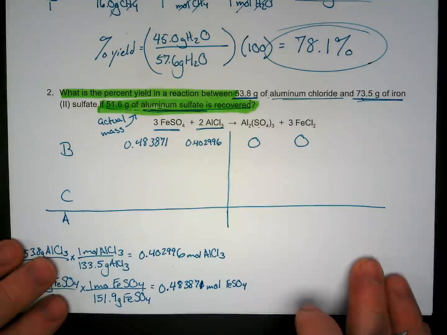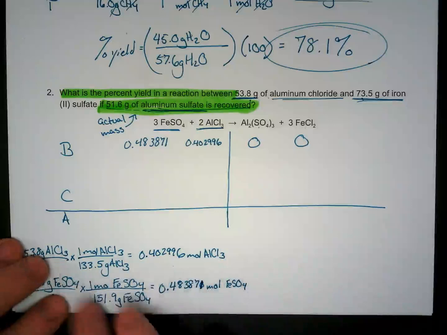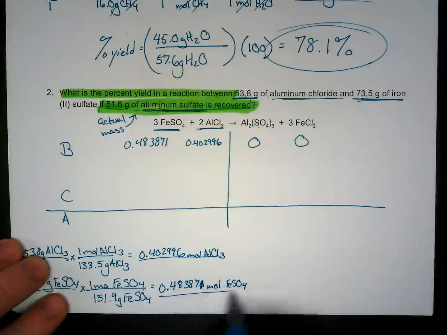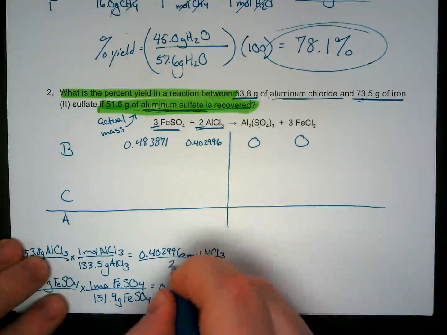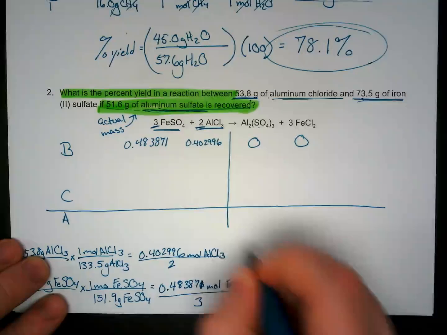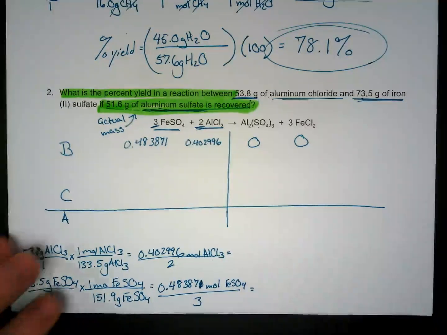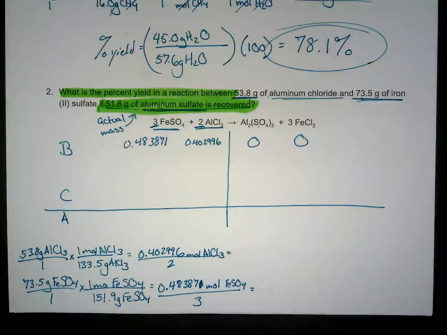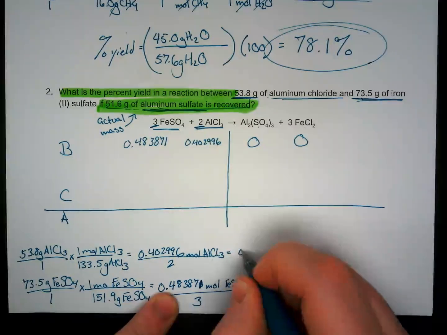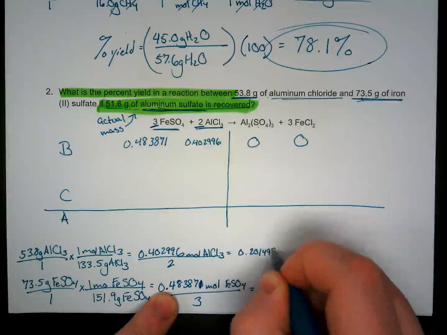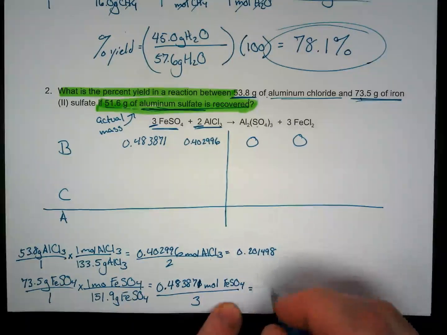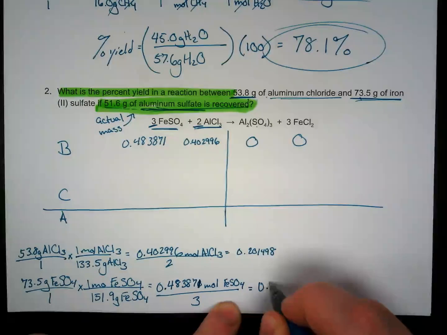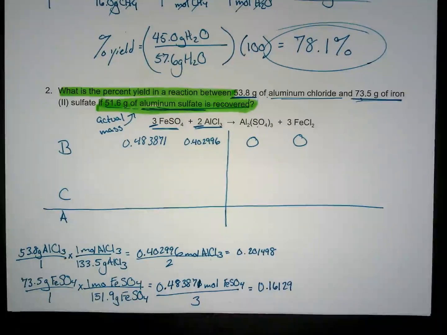Now we can start figuring out who's going to be my limiting reactant. I'm going to divide these by their coefficients. The aluminum chloride has a coefficient of 2, and iron sulfate has a coefficient of 3. So 0.402996 divided by 2 is roughly about 0.201498. And here, 0.483871 divided by 3 is roughly about 0.16129.